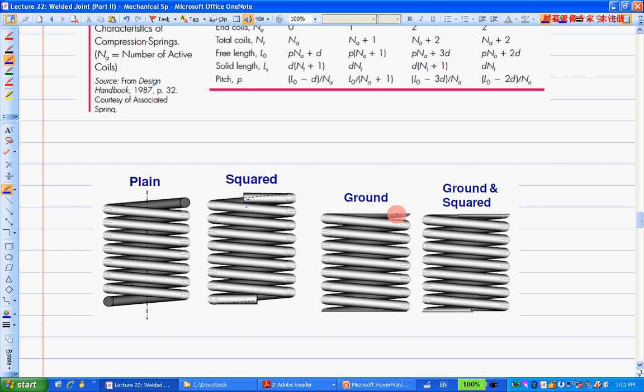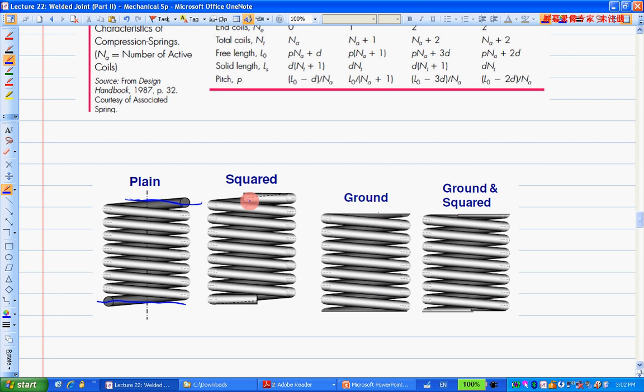And this one here is called grounded. Make sure ground is not the same as square, though. Grounded basically means this is the plain one, but you don't want it to keep going. You want a better contact between the spring and the surface or the member it's supported by. So we cut off part of the top and the bottom here, and make it flat. That's what we call grounded.